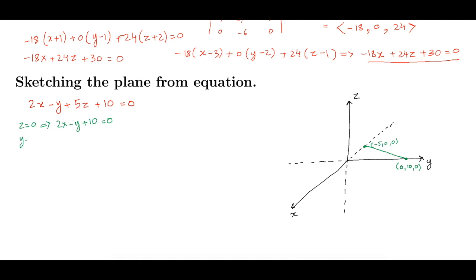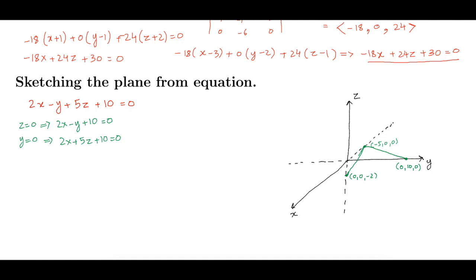Similarly, we put y equal to 0 and we get the trace of the plane on the xz plane. So we get 2x plus 5z plus 10 equal to 0. This gives the x-intercept and the z-intercept. The z-intercept is when we put x equal to 0, and we get minus 2 here. So this is (0, 0, -2). The x-intercept is when we put z equal to 0, so x is equal to negative 5 here. So this is for the xz plane.